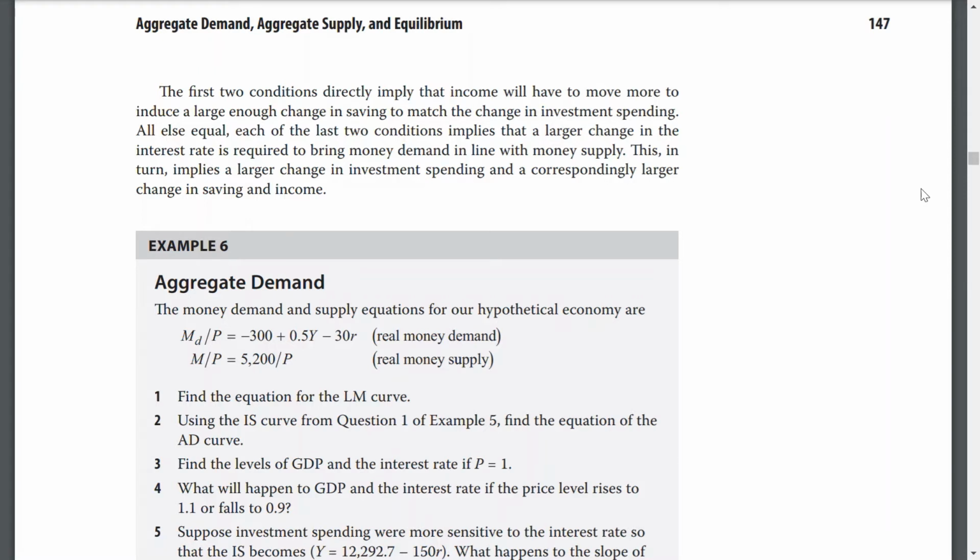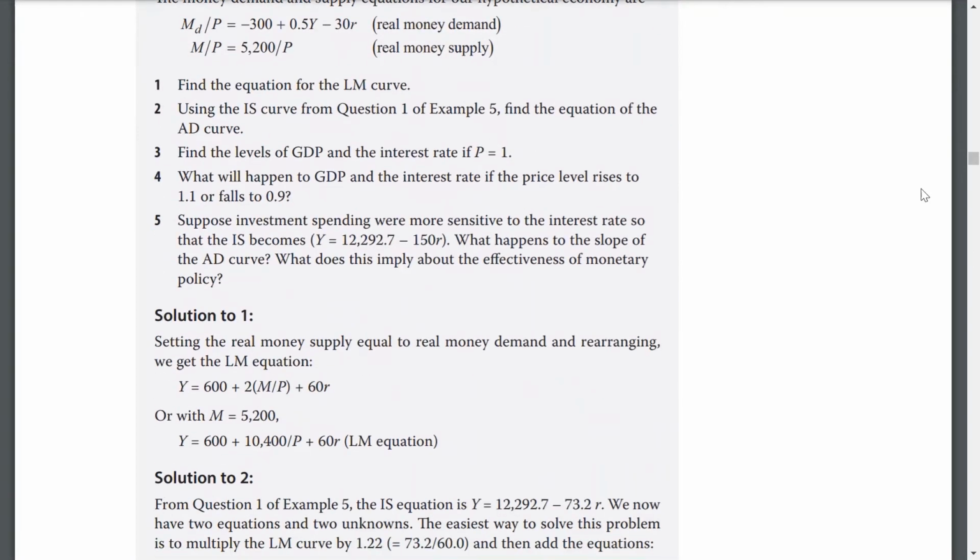All else equal, each of the last two conditions implies that a larger change in the interest rate is required to bring money demand in line with money supply. This in turn implies a larger change in investment spending and a correspondingly larger change in savings and income.